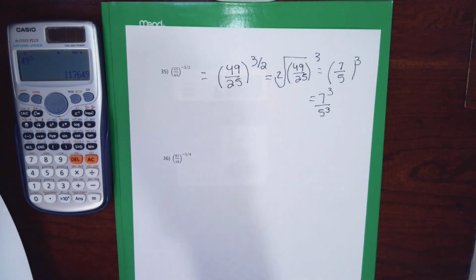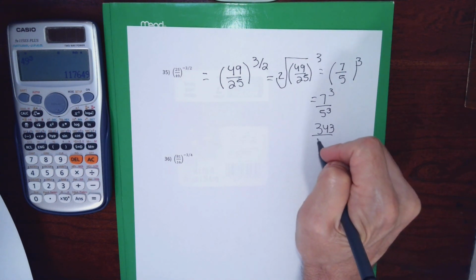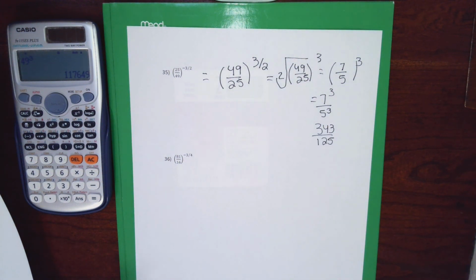Have my sheet off screen. 7 cubed is 343. 5 cubed is 125. Let's pause and do a part 2 because we're pushing 30 minutes. I hope the part 2 is short. I think it's going to be short. There's only kind of one new concept.